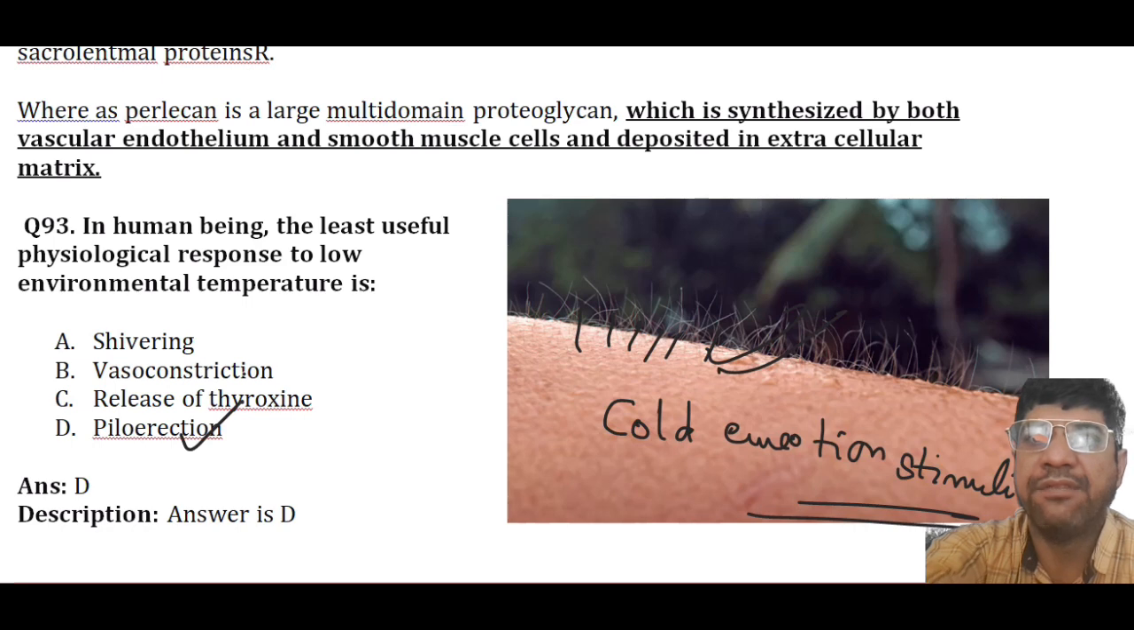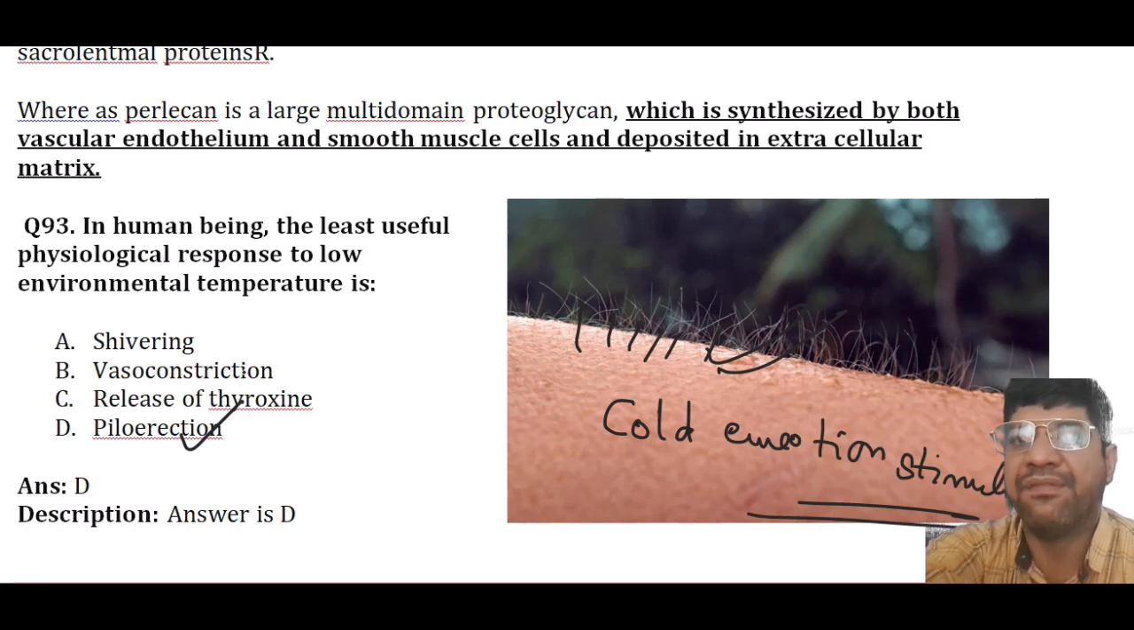Other options like shivering, it is a mechanism by which the body generates heat by rapidly contracting and relaxing the skeletal muscle that helps to increase the body temperature. Vasoconstriction refers to the narrowing of blood vessels in response to cold, which helps to reduce the heat loss by decreasing blood flow to the skin surface. And thyroxine plays a role in regulating the body's metabolic rate and can be increased in response to cold to generate more heat.